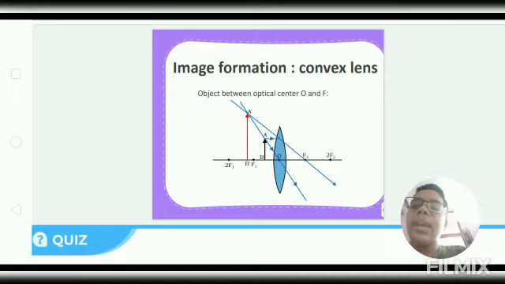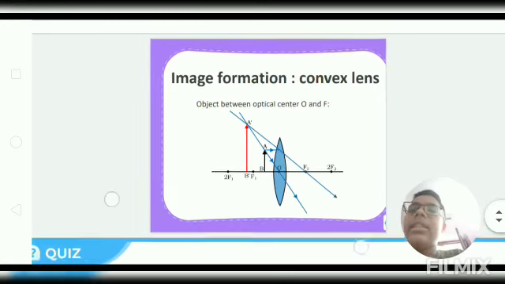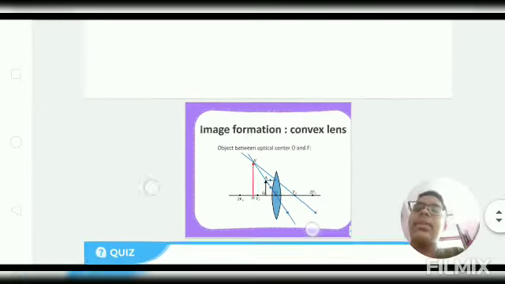Here one ray passes through F2 and goes in a straight path, and one passes through the optical center and goes in another path. They don't meet at any point. Now we take them back and make them meet at a point A dash, the place where the image is formed. Here we get an erect image. Is it erect? Yes. An enlarged image and a virtual image. Okay, let's go to the next.